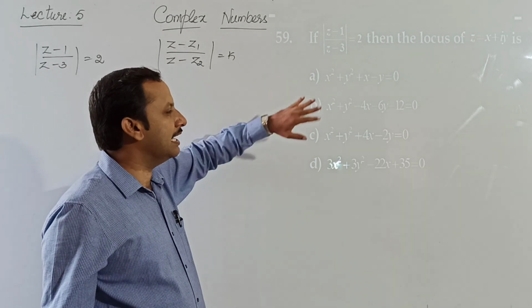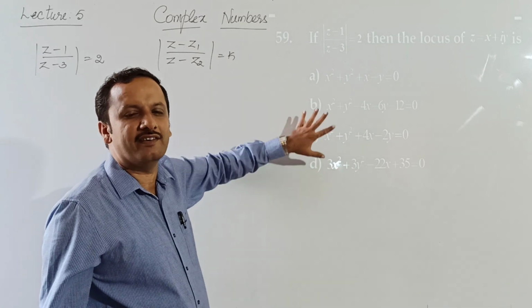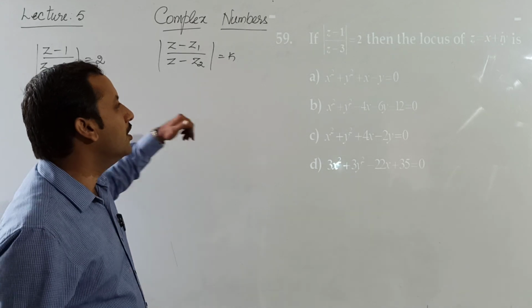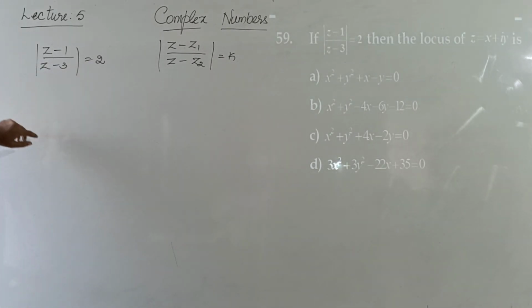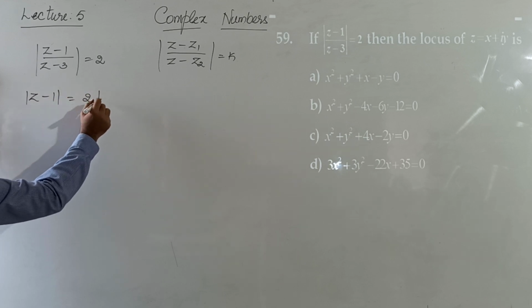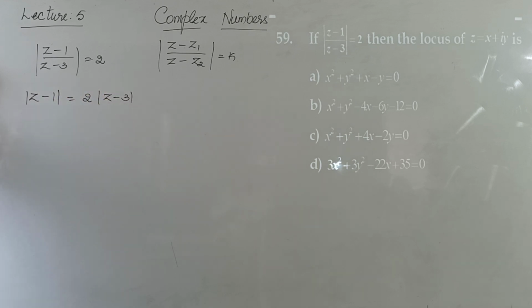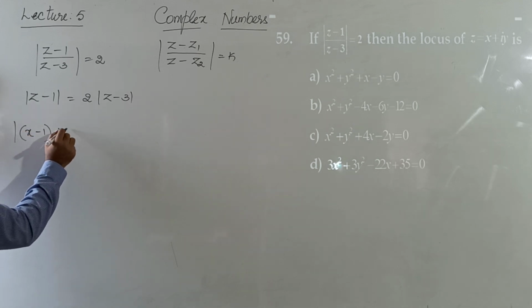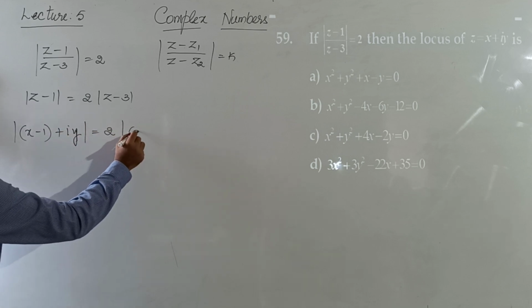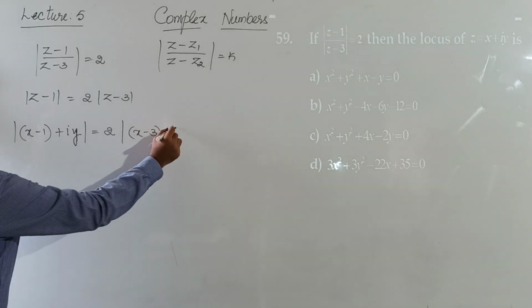But unfortunately, all four options they have given are circles only. So that shortcut cannot be used now. We have to simplify this. Okay, so from this equation I can write mod z minus 1 is equal to 2 into modulus of z minus 3. I am writing z as x plus iy. So then we can write mod of x minus 1 plus iy is equal to 2 into mod of x minus 3 plus iy.